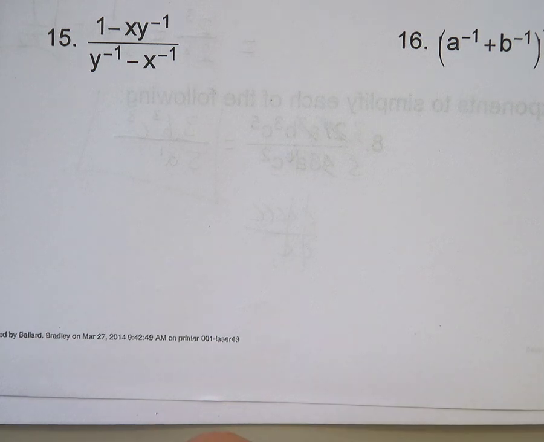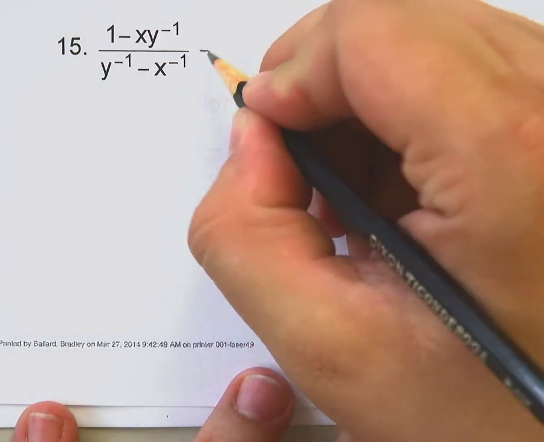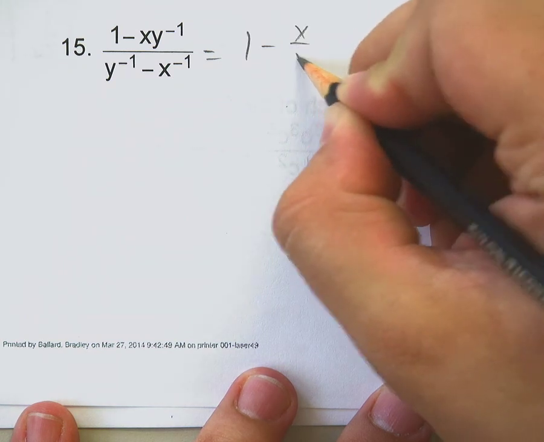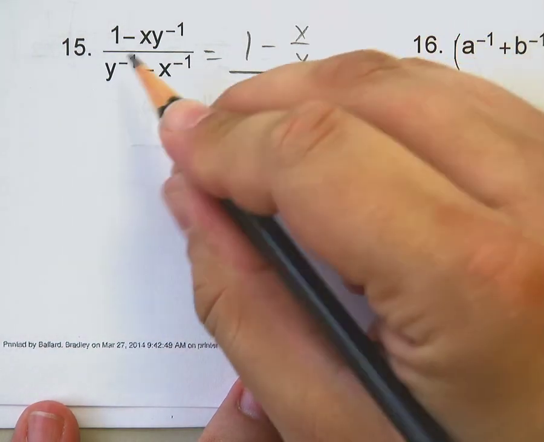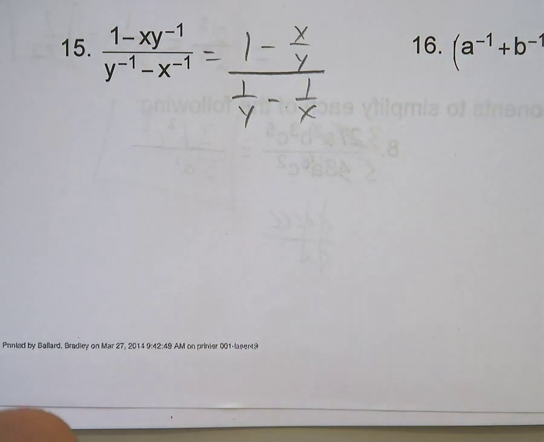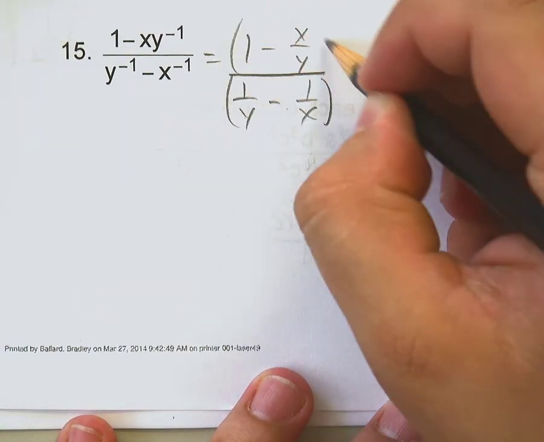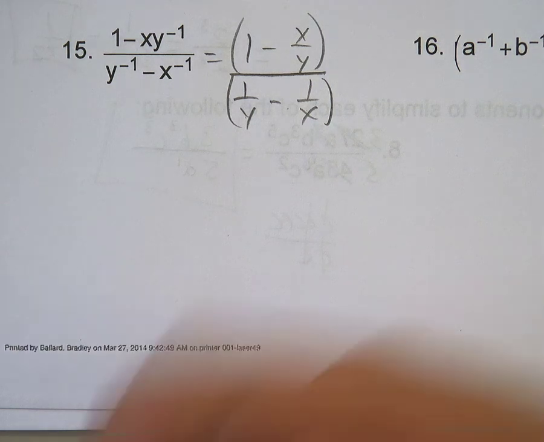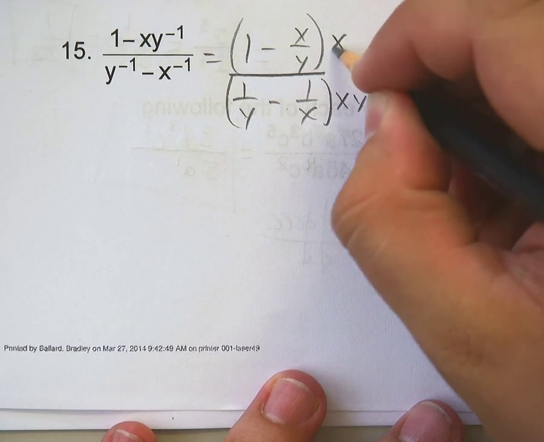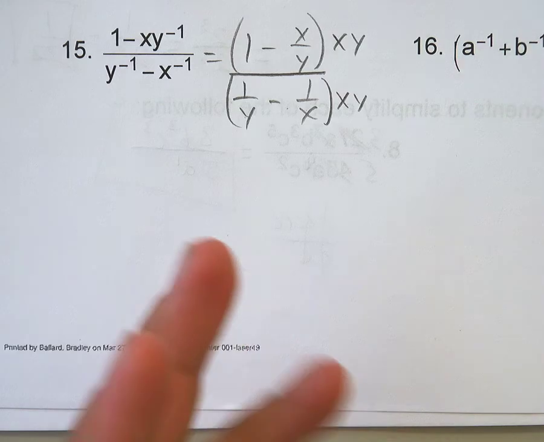Okay. 1 minus x y to the negative 1. Let's rewrite that as 1 minus x over y. Y to the negative 1 is 1 over y minus 1 over x. Ooh, this one's good. Okay, I need a common denominator between x and y. Well, the quickest way to do it is multiplying xy. Little trick I learned when I was teaching Algebra 1, if you don't like fractions, or if you don't like denominators, get rid of them. Multiply them out. Get rid of them. Who cares?